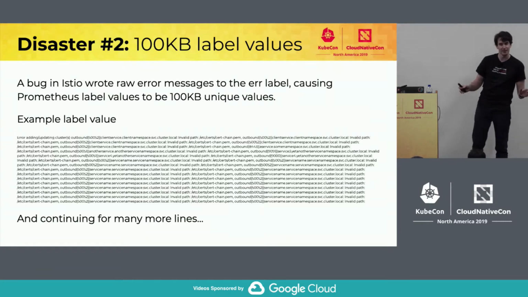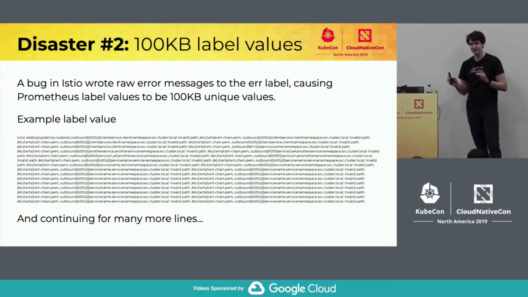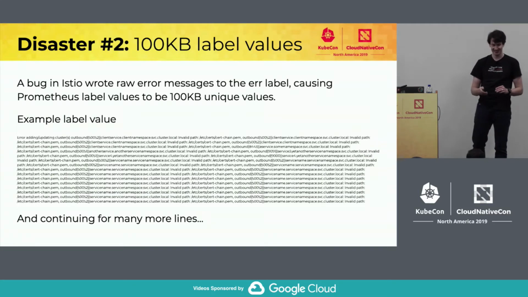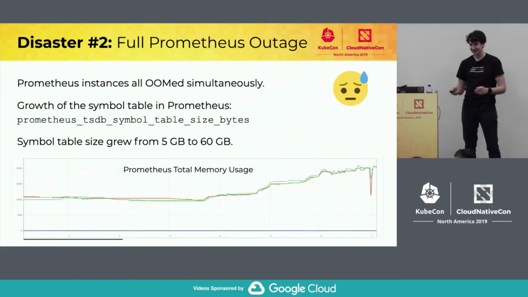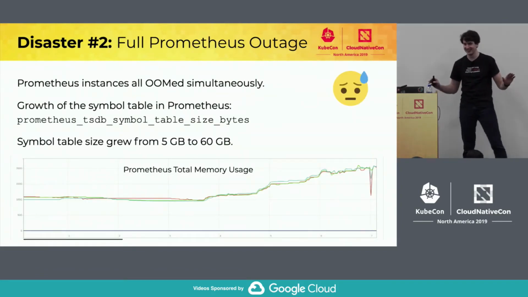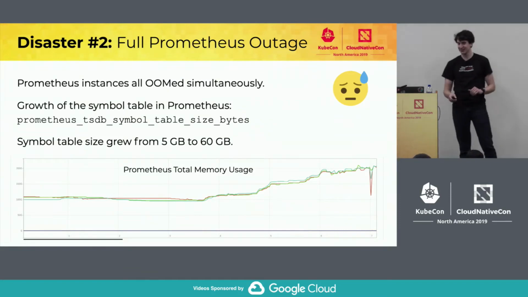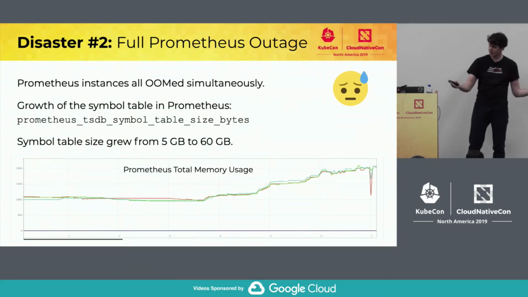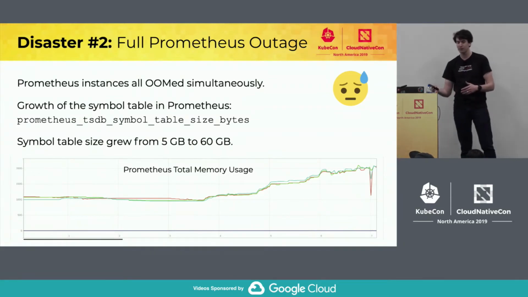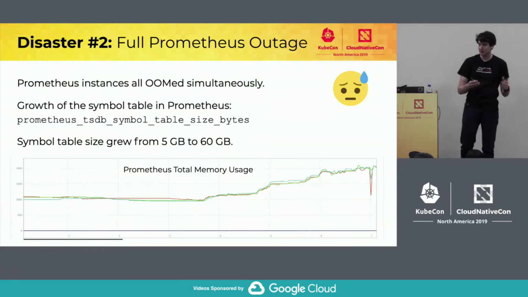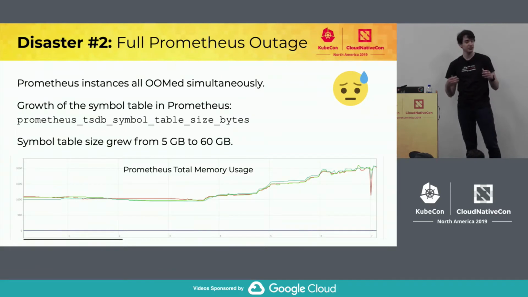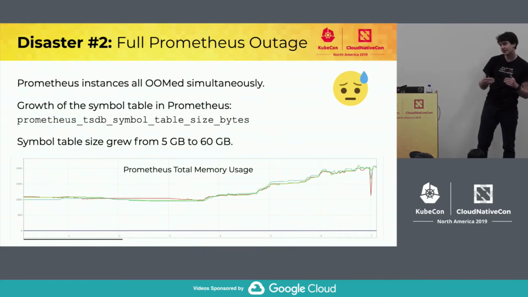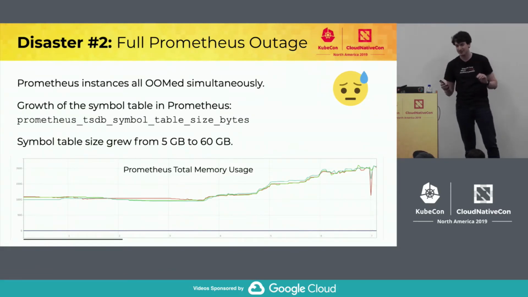Anyone have an idea of what happens to Prometheus when you give it many unique 100 kilobyte label values? Yeah, all of it goes down. So we saw, looking back on it, a nice climb in memory usage. It was somewhat slow. We over-provisioned these. This particular instance has 200 gigabytes of heap and started around 100, and over the course of a couple days went to 200 gigabytes, and maybe we should have had an alert on that, but, you know, oops.